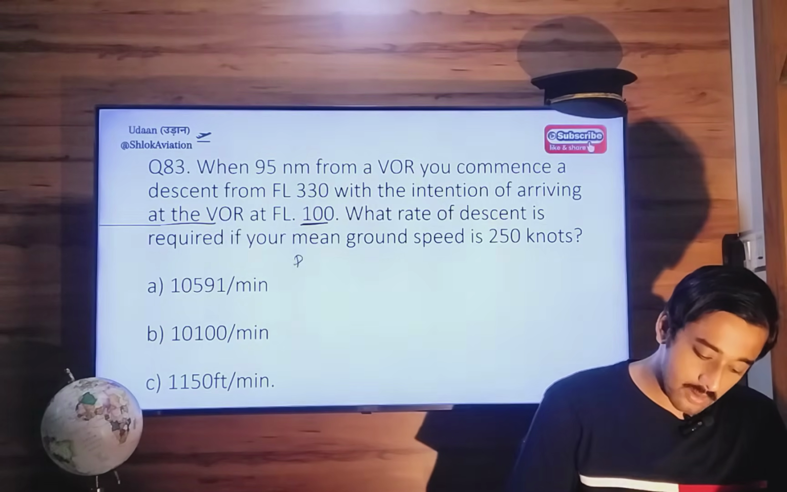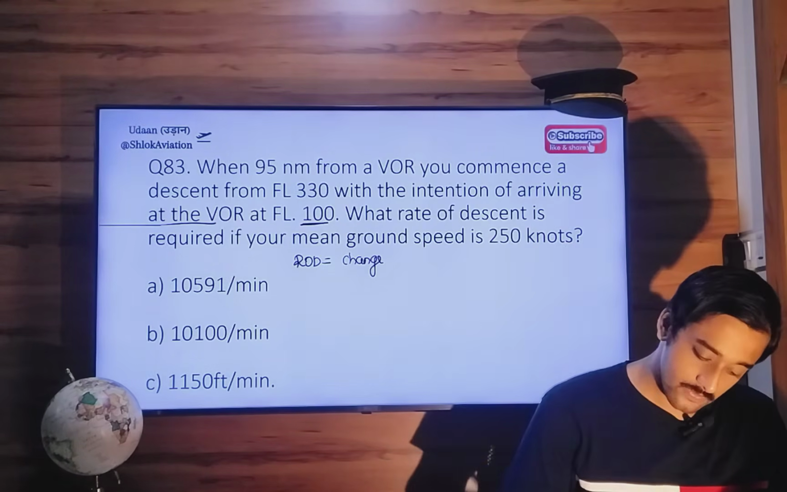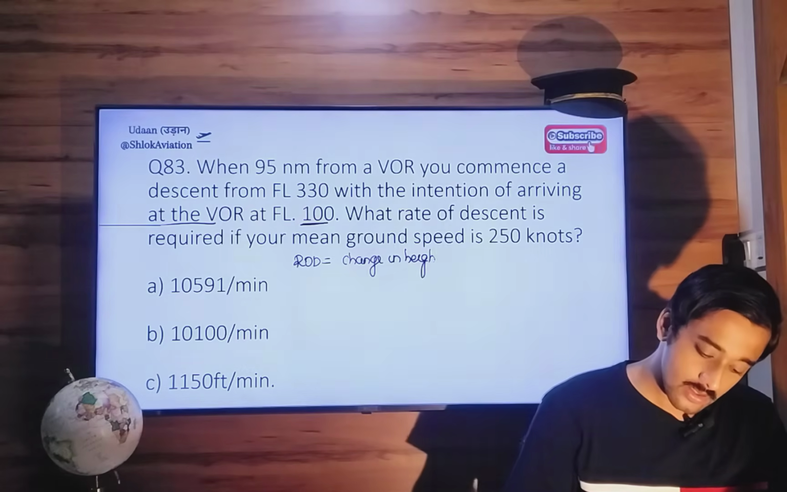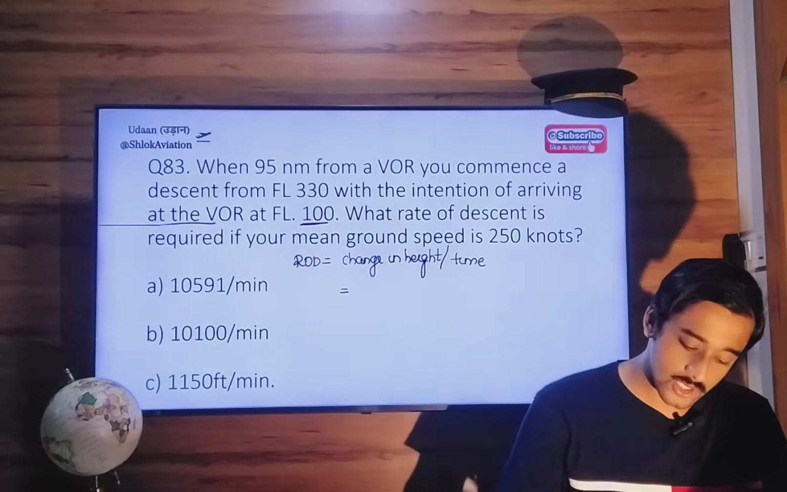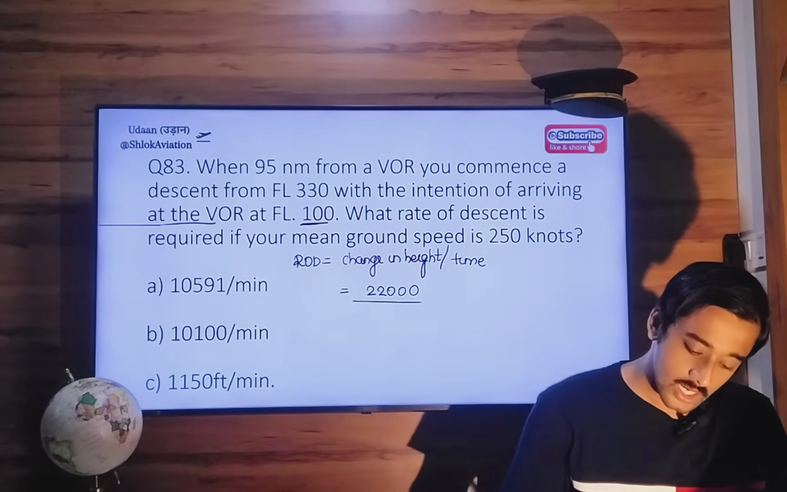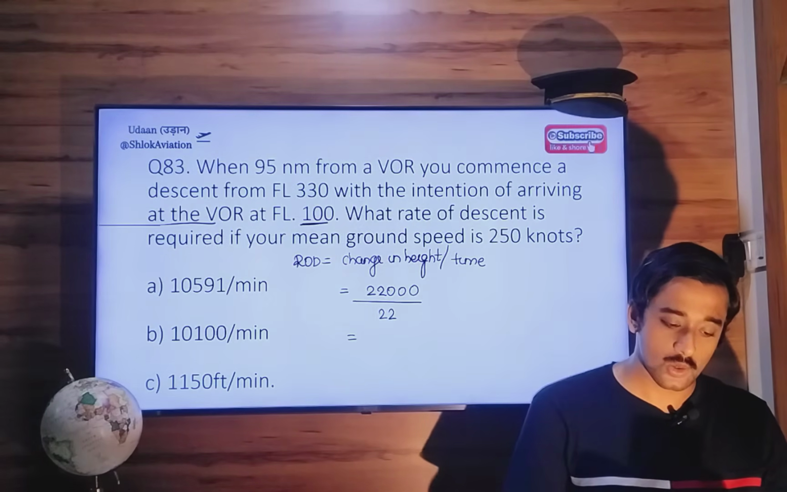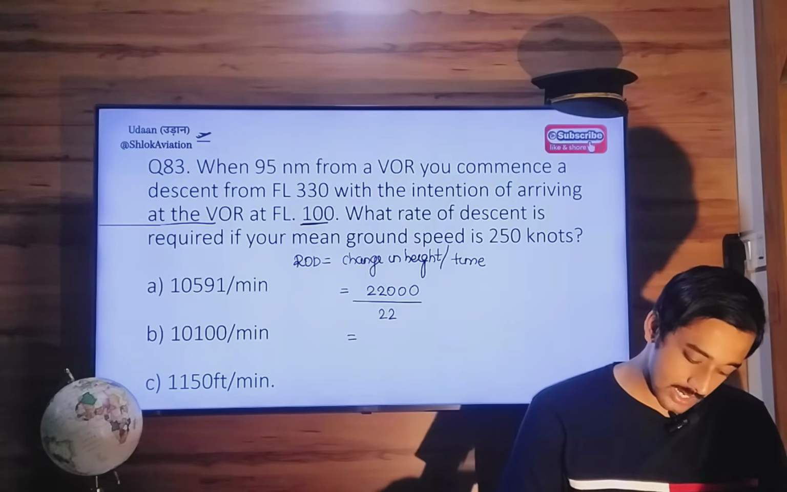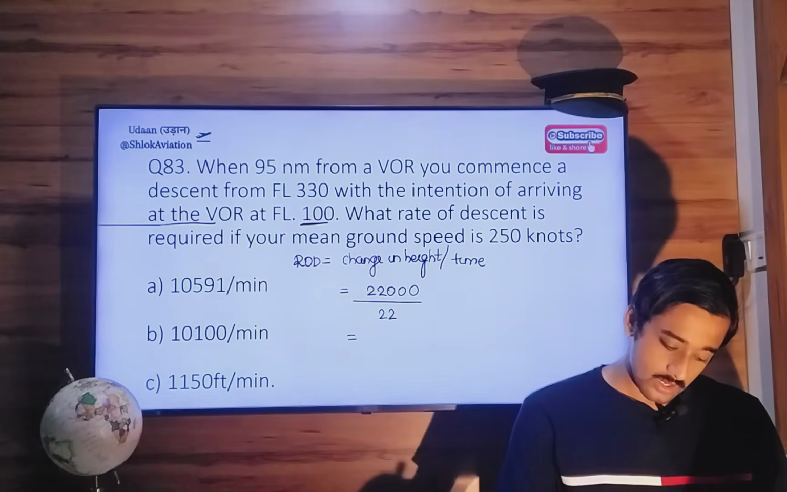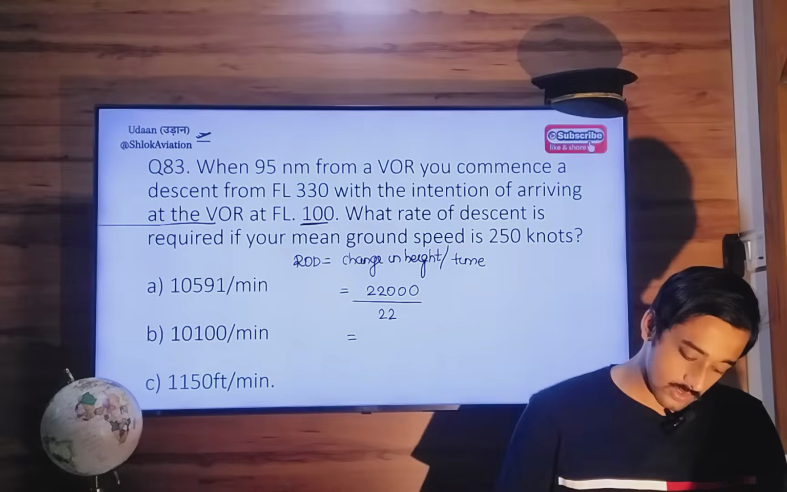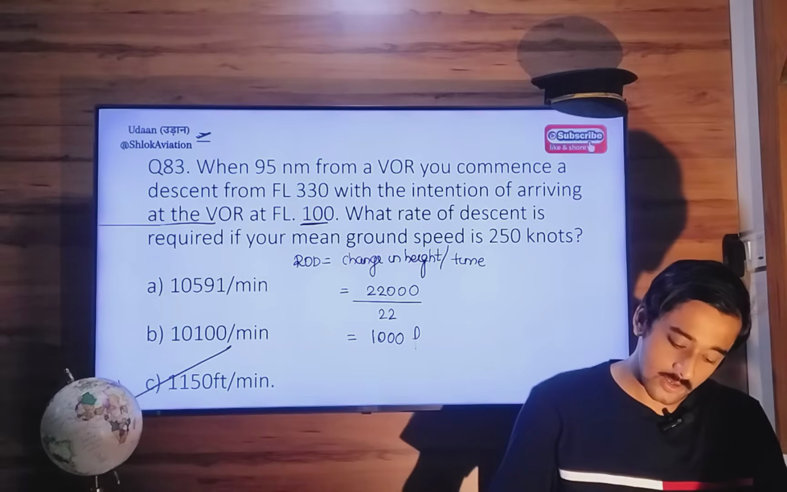Rate of descent is nothing but change in height divided by time. So you are going to descend 33,000 minus 10,000, 22,000 in 22 minutes. So 22,000 divided by 22 is 1,000 feet per minute. So the correct answer here will be, among the options, so 1,000. So correct answer is option Charlie, the closest option. Okay, 1,000 feet per minute.